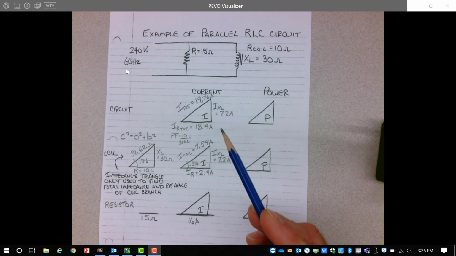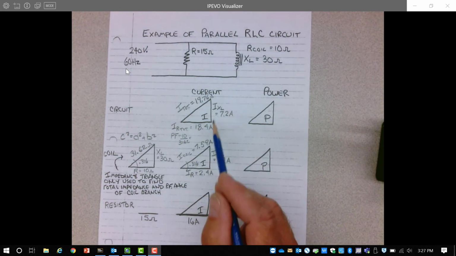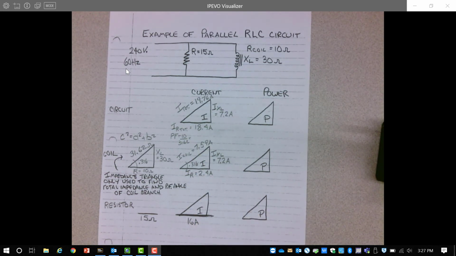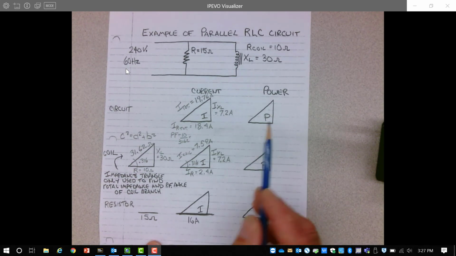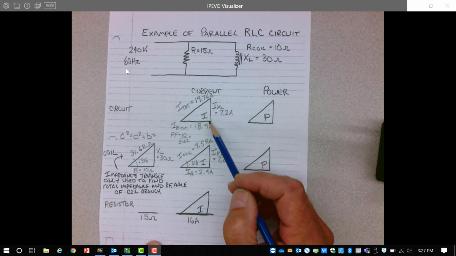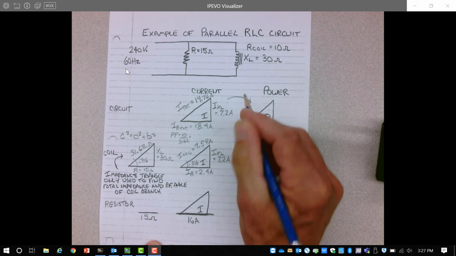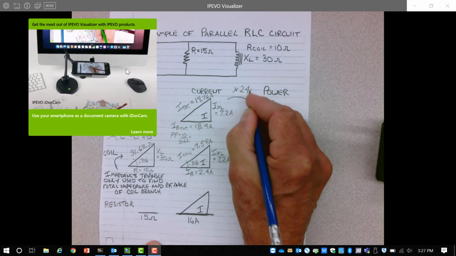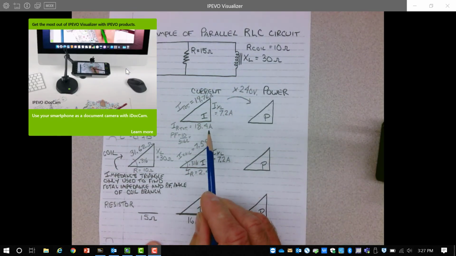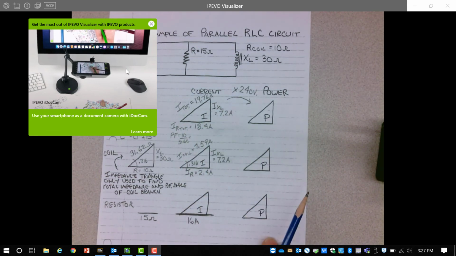Okay, so we have found the current in each branch of the circuit and the total current for the circuit. The last thing we were asked to find is all power values for the circuit. To find the power values for my circuit, all I need to do is take the current triangle and multiply any side of that current triangle by my circuit voltage. So multiply by 240 volts. Any side of this current triangle multiplied by 240 will give me the same side of my power triangle.